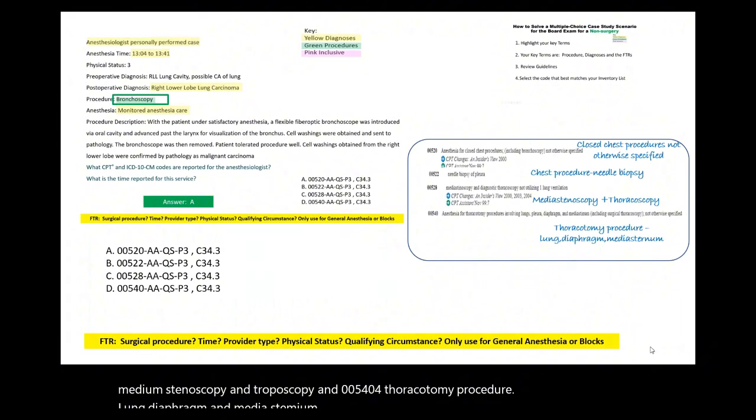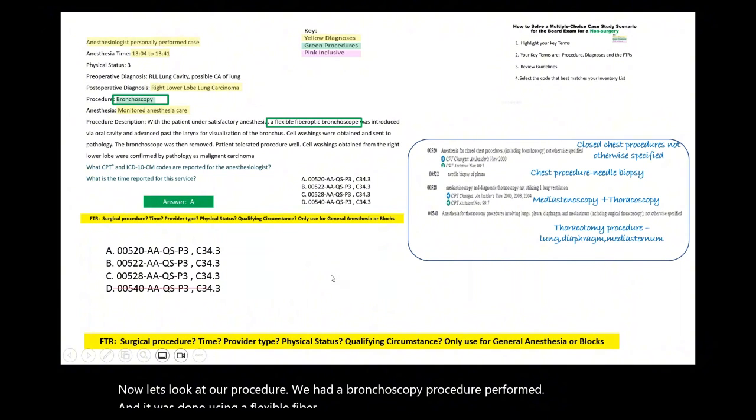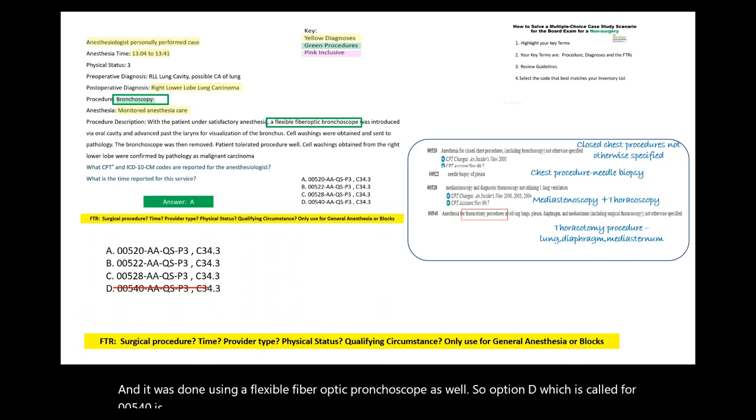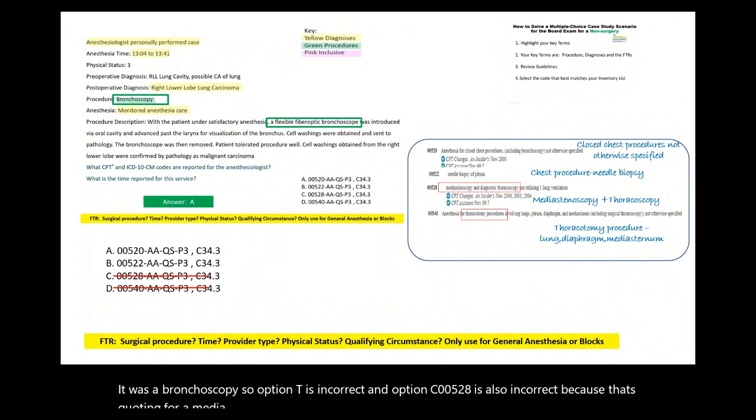Now let's look at our procedure. We had a bronchoscopy performed, and it was done using a flexible fiber optic bronchoscope as well. So option D, which is coded 00540, is incorrect because that's for a thoracotomy, which is an open procedure. We didn't have an open procedure here. It was a bronchoscopy. And option C, 00528, is also incorrect because that's coding for a mediastinoscopy plus thoracoscopy and not for a bronchoscopy. So different procedure. That's why option C is incorrect as well.